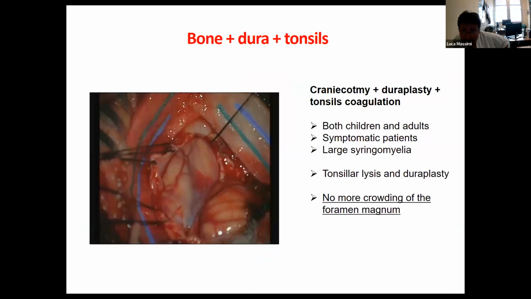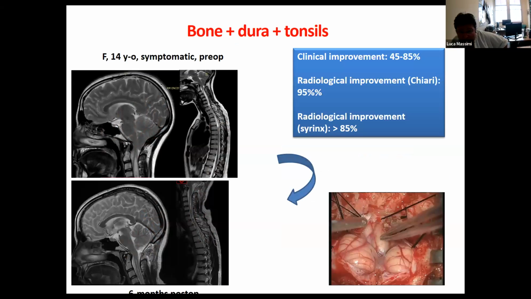But we know that in children, sometimes the room that we can obtain by enlarging the bone and the dura is not enough. So only in these cases, in selected cases, or in case of arachnoiditis, of course, we can also gain more space by performing a lysis of the cerebellar tonsils. Of course, this is the most radical operation, and we can increase in some way the risk also of some usually minor neurological deficits.